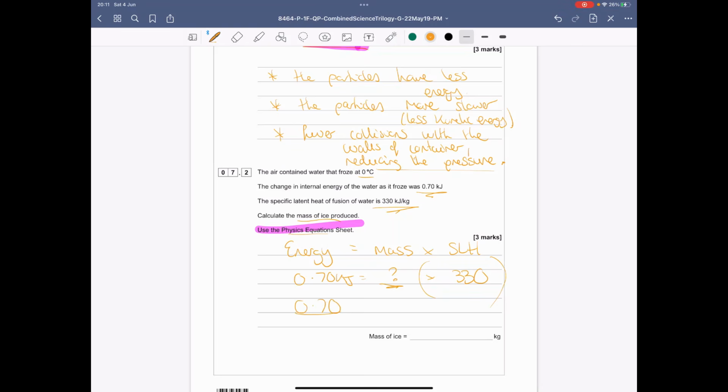So 0.70 divided by 330 equals the question mark. So doing 0.70 divided by 330 gives you an answer of 0.0021 kilograms. It doesn't say anything about significant figures or decimal places, so you can just leave it at that.